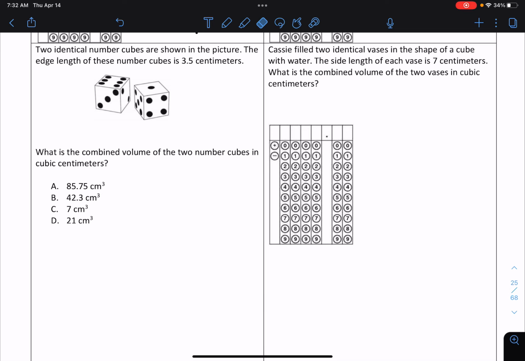Okay, now moving on to our second we do. So this problem says the two identical cubes are shown in the picture. The edge length of these number cubes is 3.5. So the edge length is 3.5 centimeters. What is the combined volume of the two number cubes in cubic centimeters?